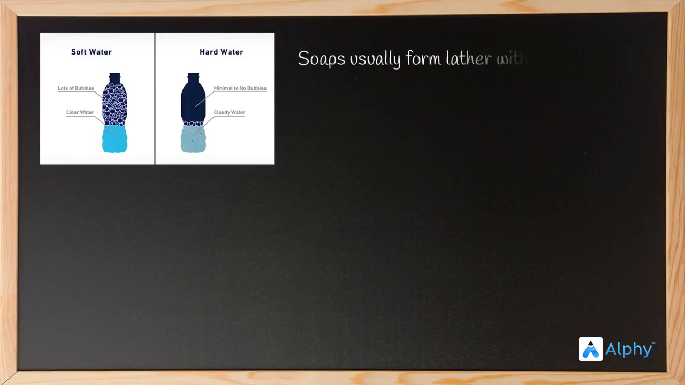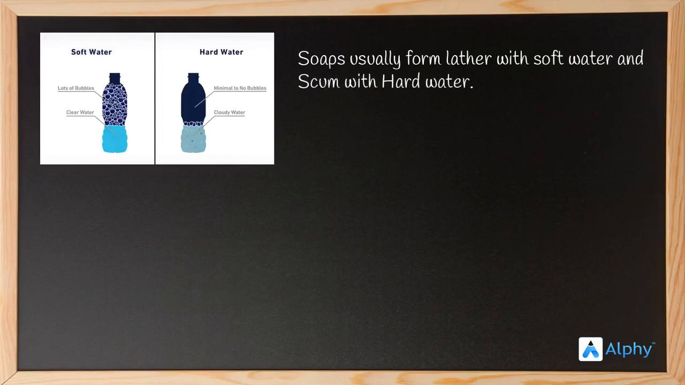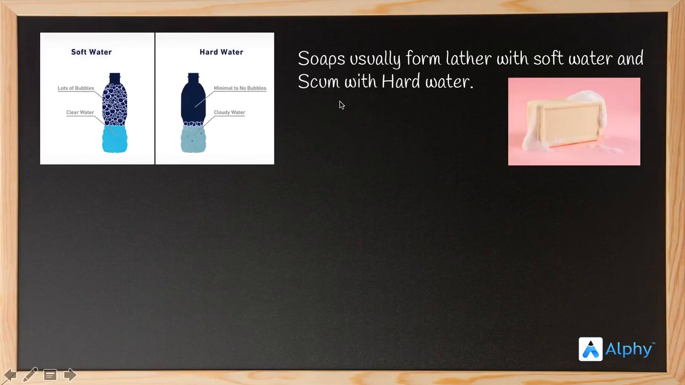Soaps usually form lather with soft water and scum with hard water. Soaps have the ability to form lather or foam with soft water. Since this is soft water, soap is forming a lot of lather here. But with this hard water, soap can't, because it forms scum. Here you can see only a tiny amount of lather.